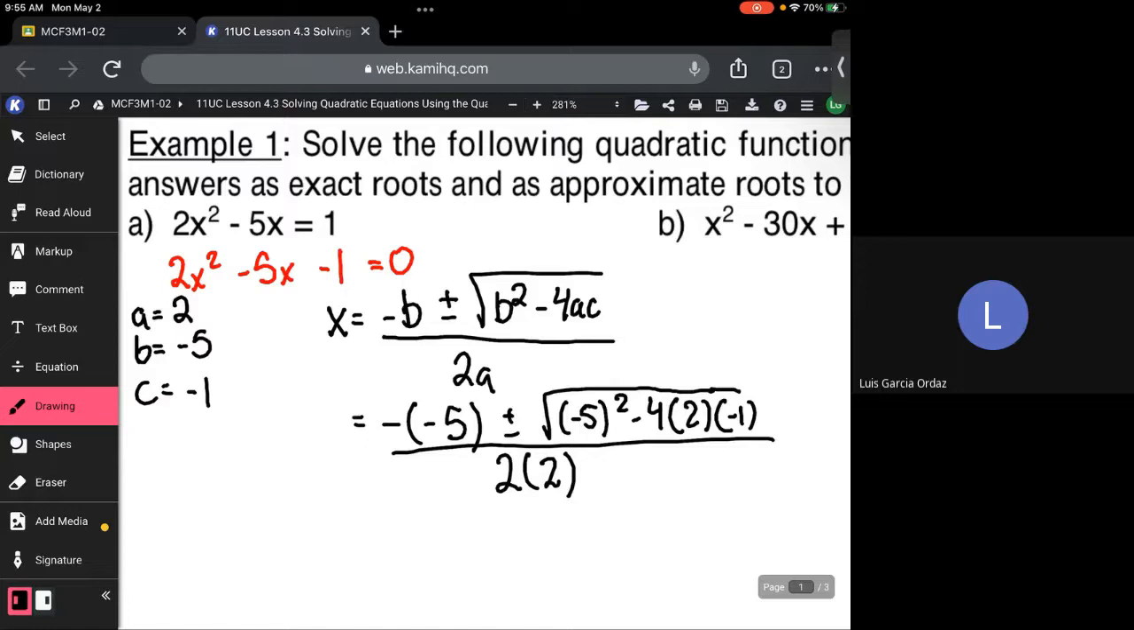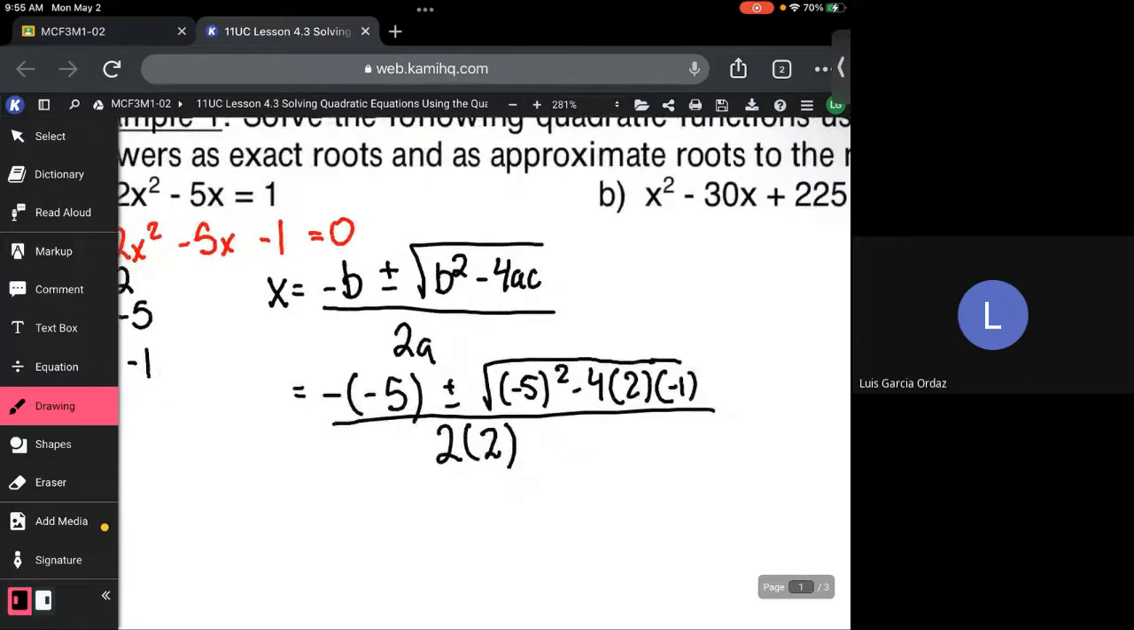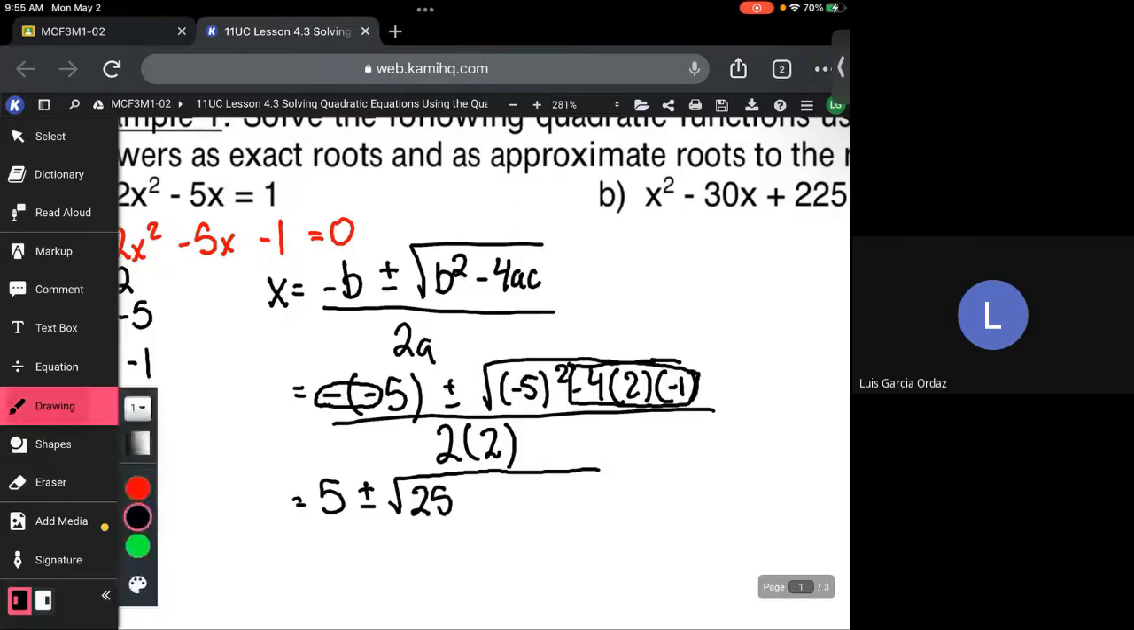Okay, so let's try to simplify this. When I have two negatives beside each other like this, what does it become? Positive. So I get positive 5 plus or minus. What's negative 5 to the power of 2? Okay. Now what's negative 4 times 2 times negative 1? Plus 8.